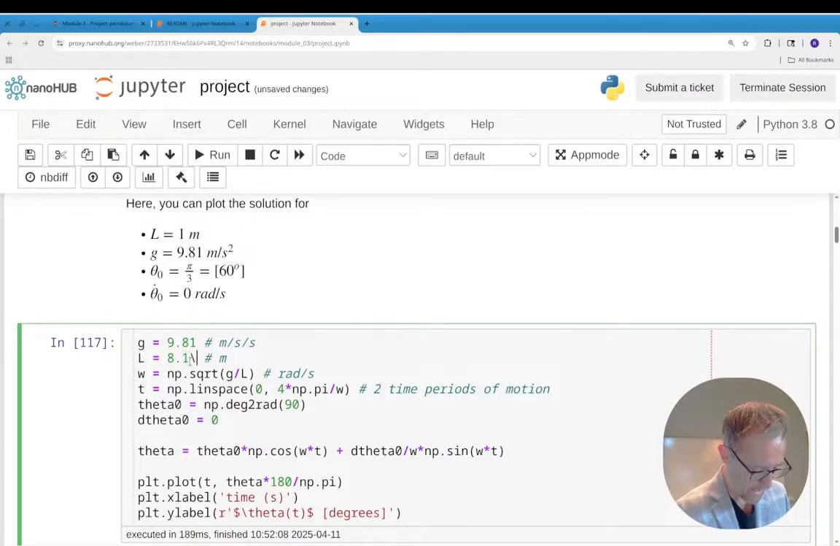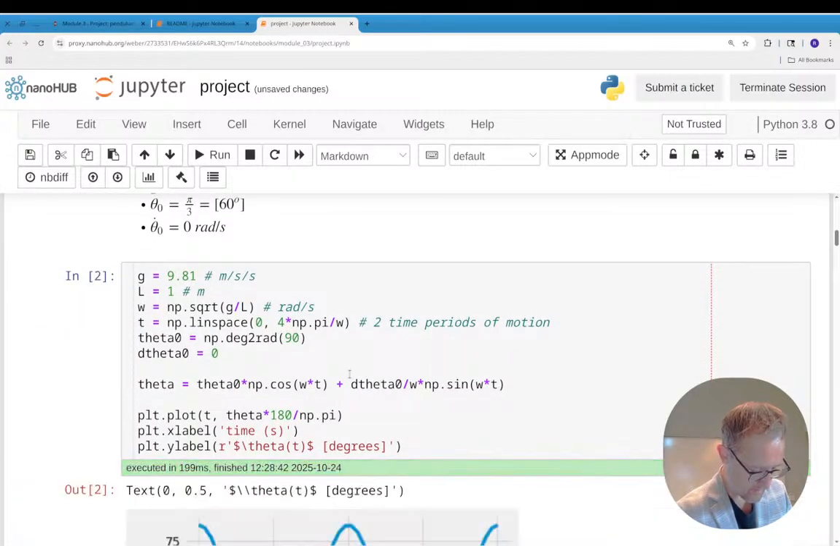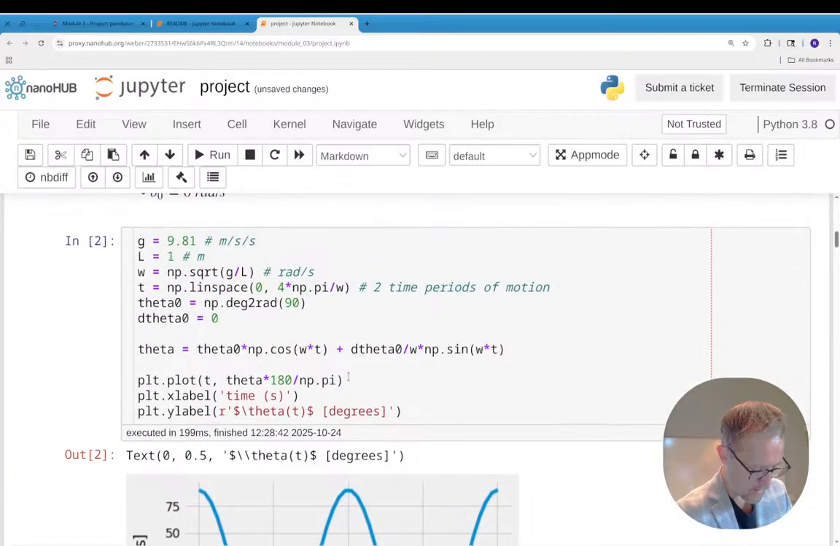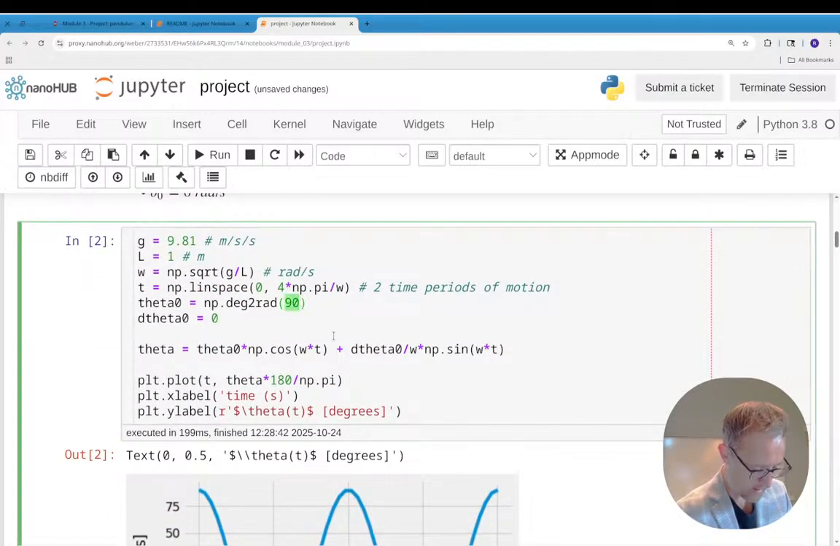So let's go back to a 1 meter pendulum. And let's say our theta 0 is maybe 30 degrees. I think it's 60 to begin with, so let's start with 60.